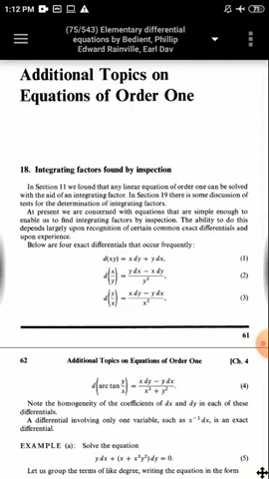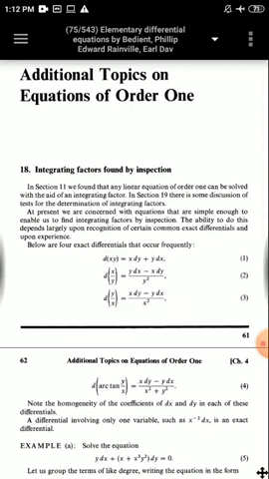The ability to do this depends largely upon recognition of certain common exact differentials and upon exercise. Below are four exact differentials that occur frequently. The first differential is d(xy), that is, d of the product xy, and its derivative is x dy + y dx, so the product rule.